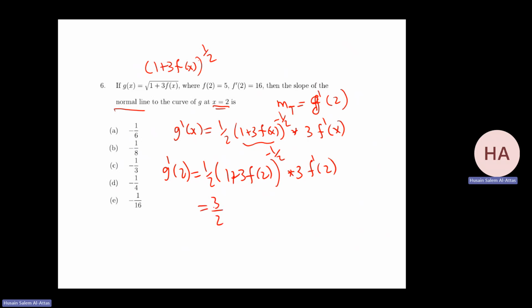So that gives me 3 over 2. F of 2 is what? 5. So I have 1 plus 3 times 5, 1 plus 15, which is 16, to the power minus half, times 3. What is f prime? That will be 16. So 3 over 2 times 16 to the power minus half. That will be 1 over 4 times 3 times 16. So this will be 2. This is cancelled. So I have 2.